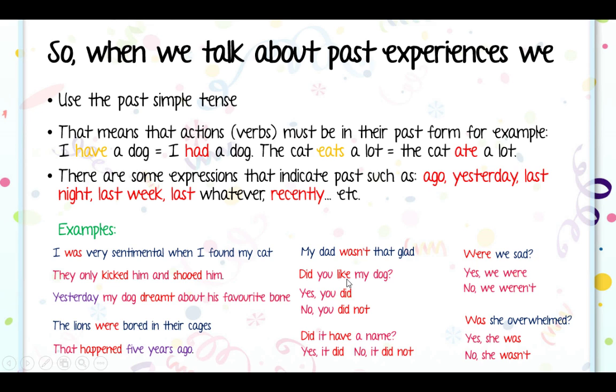Si la pregunta es was she o was he, yes, he was. No, he wasn't. No, she wasn't. ¿Te fijas? Lo mismo con were. Were we sad? Yes, we were. No, we weren't. Were they sad? Yes, they were. No, they weren't. ¿Ya? Recuerda. Did it have? No, it didn't. Yes, it did. So that's pretty much it. Okay?